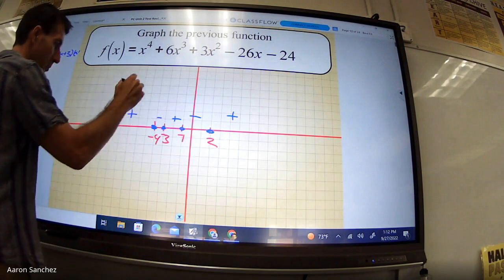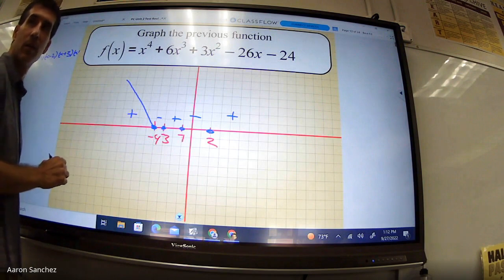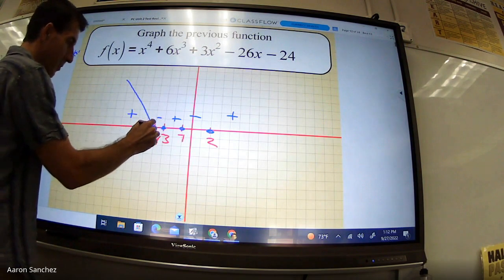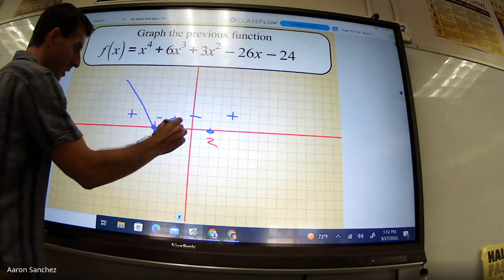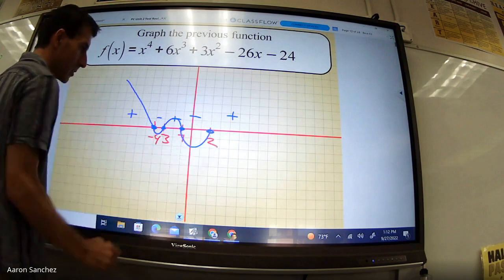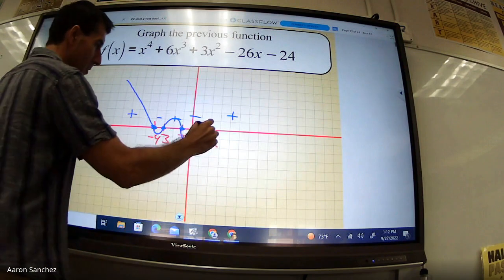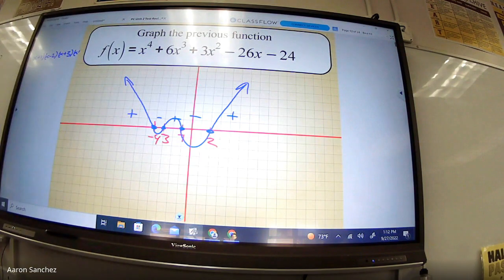So I got positive. Means I go above. I got to hit my dots. Connect the dots, right? Between these dots is negative. Connect the dots. Between these dots is positive. Connect the dots. Between these dots is negative. Connect the dots. Then we end positive. That's all just one problem.